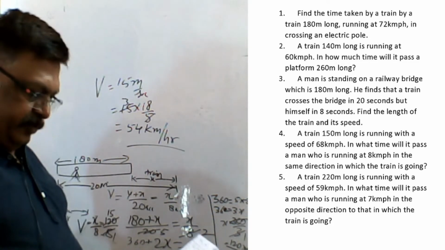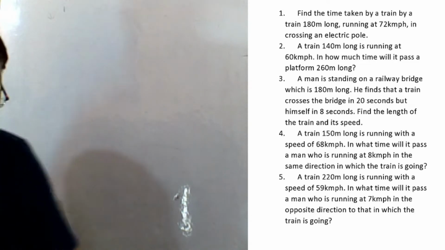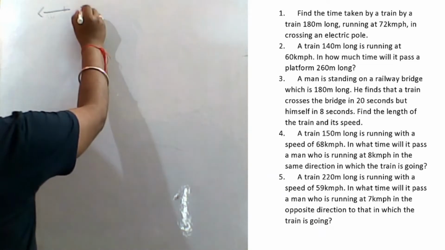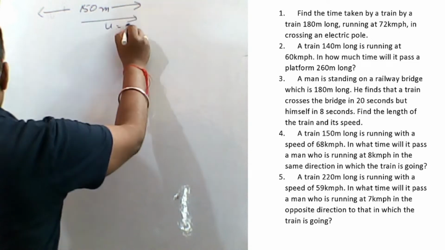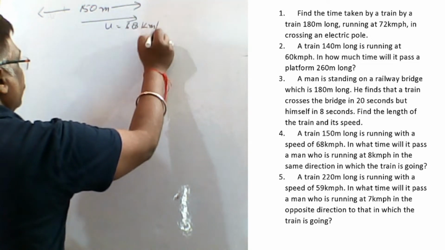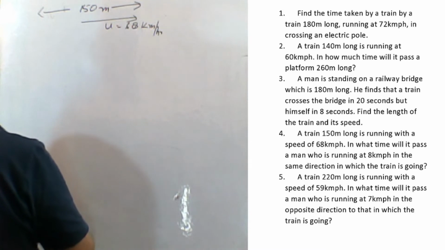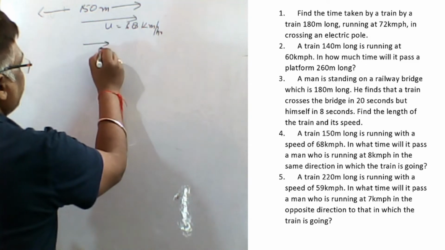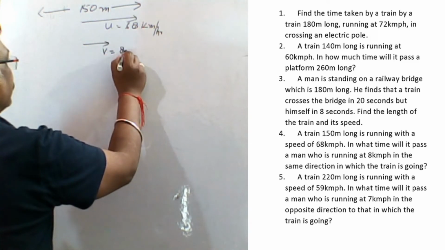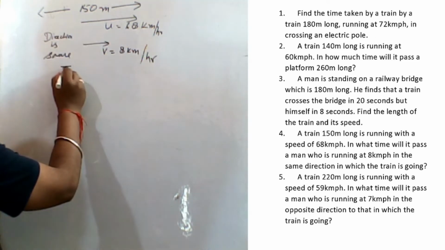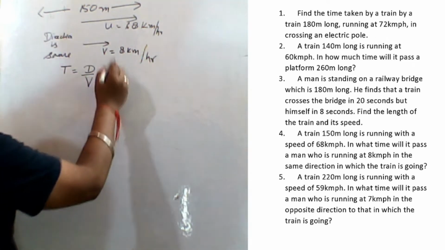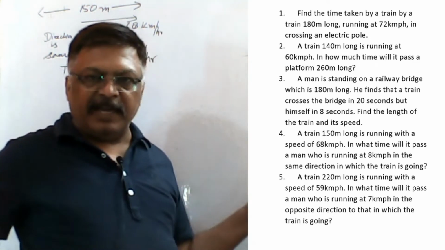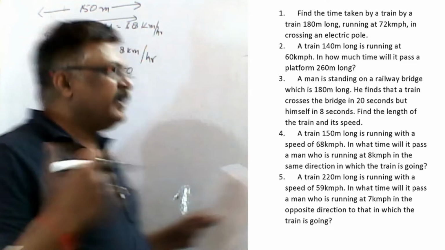Okay, now coming to the fourth question. A train 150 meters long is running with a speed of 68 kilometers per hour. So the train distance is how much? 150 meters, and it is running at 68 kilometers per hour. In what time will it pass a man who is running at 8 kilometers per hour in the same direction? Since the direction is the same, the time taken will be distance by speed. The distance is 150, the length of the train, but the man's length is negligible, so we can consider it 0.